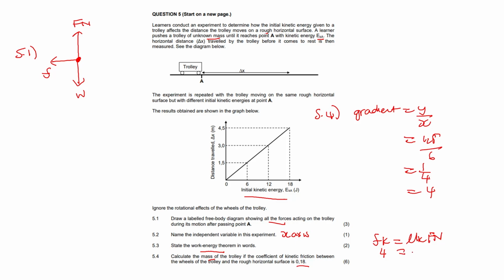We have our coefficient, which has been given as 0.18. Our normal force is m times gravitational force, which is 9.8. So then we can easily find the mass of the trolley to be 2.27 kgs.